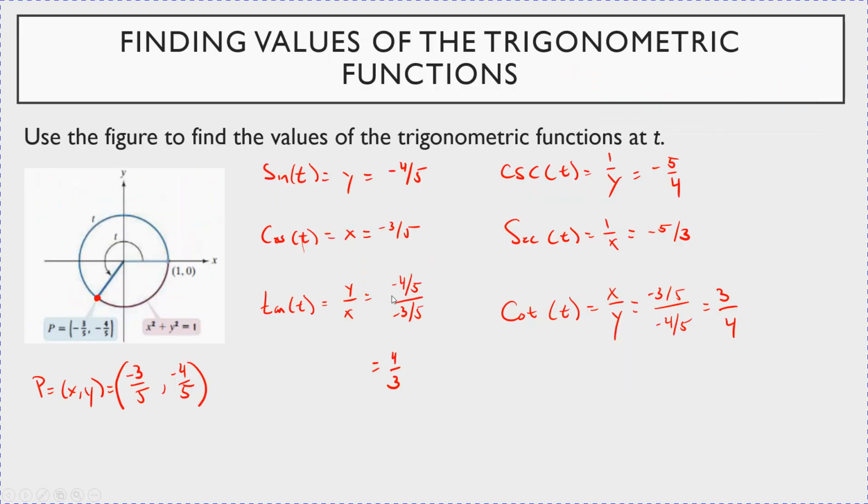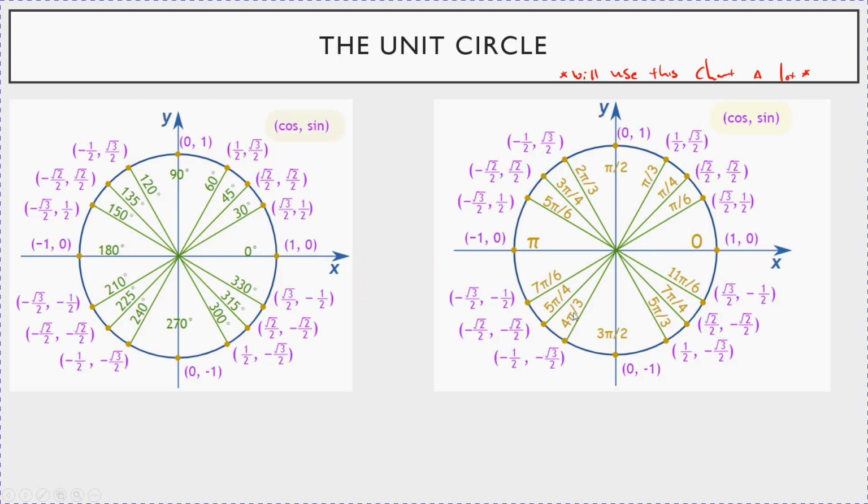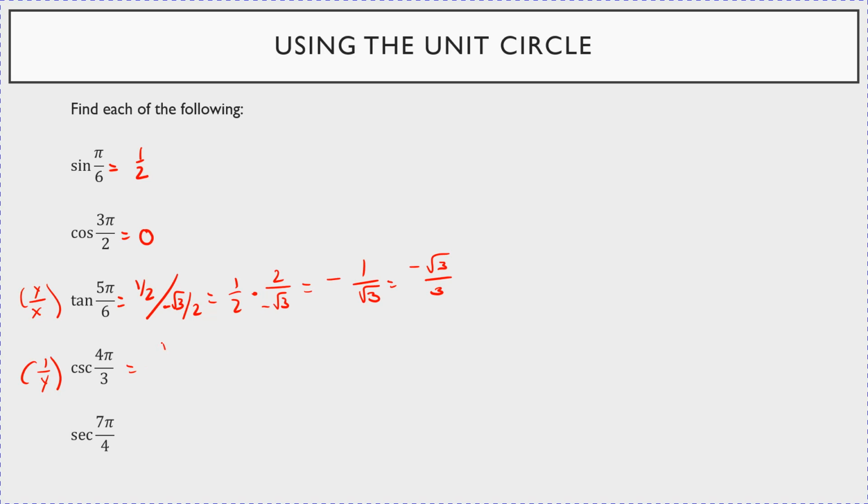Cosecant. Now if you need to remember this, what is cosecant? It's 1 over y. So go to 4 pi over 3. You got to find 4 pi over 3 right here. What is the y value? It's minus the square root of 3 over 2. So it's 1 divided by this. So keep change flip. This just becomes minus 2 over the square root of 3, or when you rationalize the denominator, you get that.